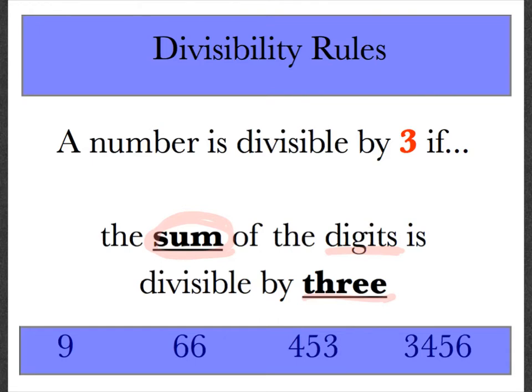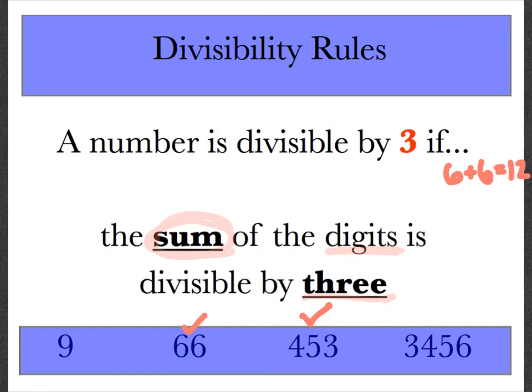For this one over here, for 66, I'm going to do a little side math here. 6 plus 6 equals 12, and 3 can go into 12, which means that 66 is divisible by 3. If we look at this next one, 4 plus 5 is 9, plus 3 is also 12, and we know 3 can go into 12 because 3 times 4 is 12. So that's divisible by 3.